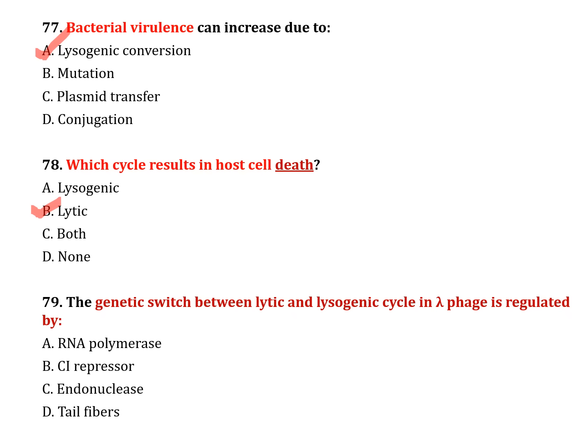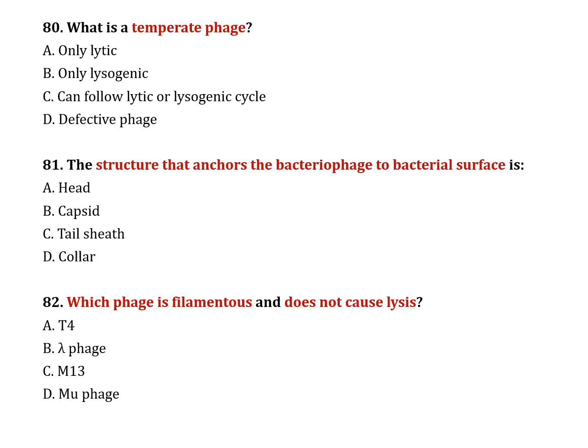The next question, number 79: The genetic switch between lytic and lysogenic cycle in lambda phage is regulated by: option A, RNA polymerase; option B, CI repressor; option C, endonuclease; option D, tail fiber. Correct answer is option B, CI repressor.